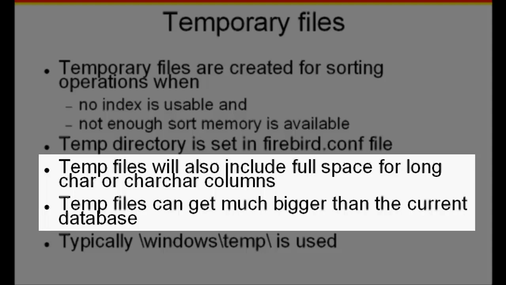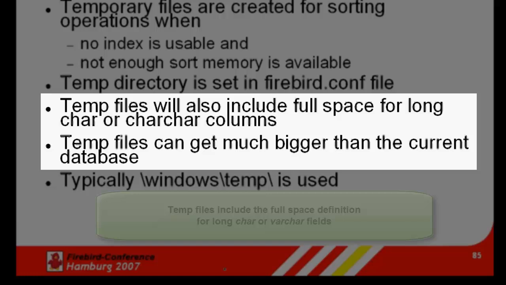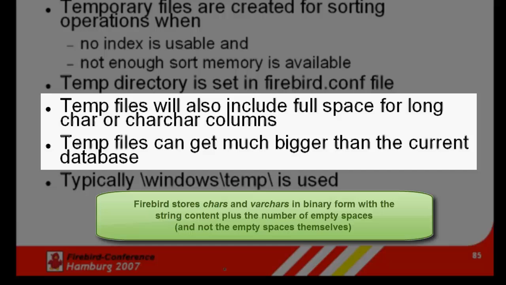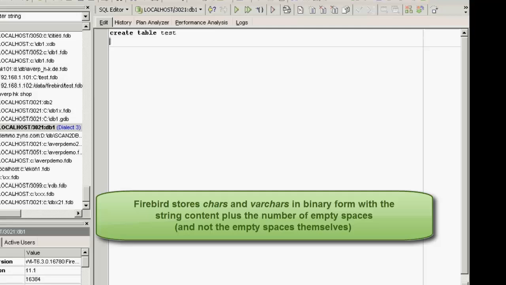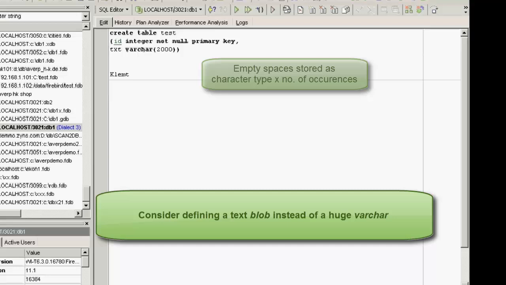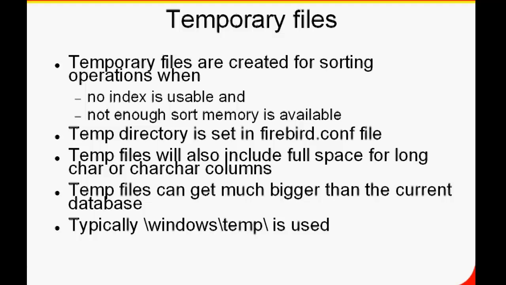One of the reasons for this is that temp files also include the full space definition for long char or varchar columns. So be careful when defining your character fields. Many developers are very generous when defining chars and varchars because they know that Firebird stores them in binary form, the string content plus the number of empty spaces, and not the empty spaces themselves. However, when these fields are loaded into the temp directory, they are written out in full. For this reason, it often makes more sense to define a text blob rather than a huge varchar. Blob fields are only limited in size by the page size. For example, with a database page size of 8 kilobytes, the maximum blob size is 32 gigabytes.